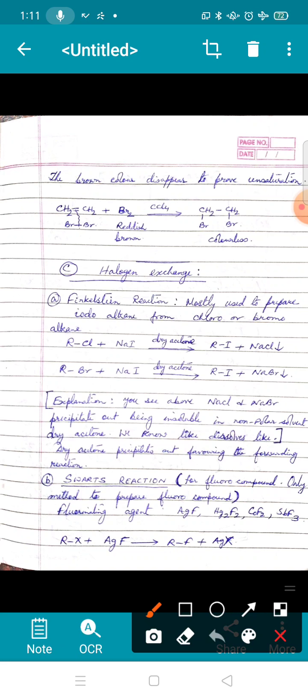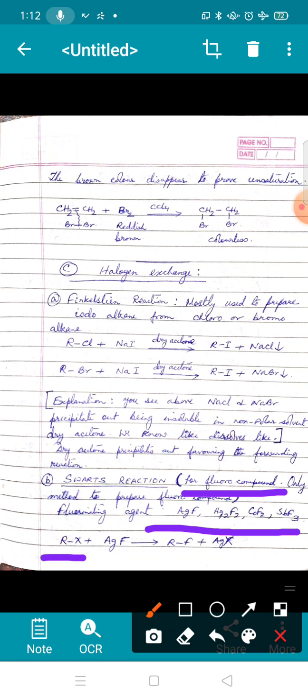The last method is the Swarts method, and this particular method is exclusively for preparing fluoro compounds. You might have noticed so far none of the methods could give us fluoro compounds. So this is the only method by which fluoro compounds can be prepared, and the fluorinating agents are silver fluoride, mercurous fluoride, cobalt fluoride, and antimony fluoride. So if you are asked to prepare fluoroalkane or any conversion is asked, you may use any of the reagents depending on what your starting material is.